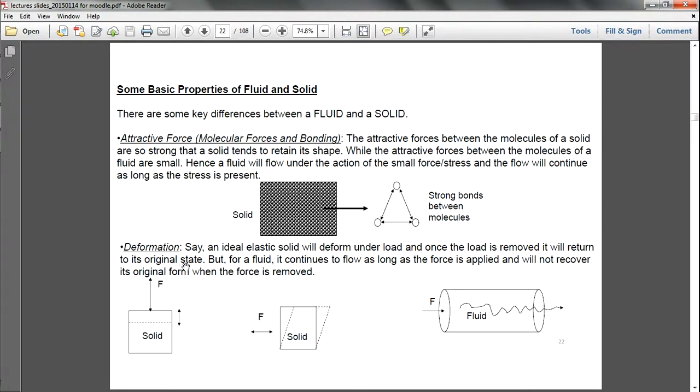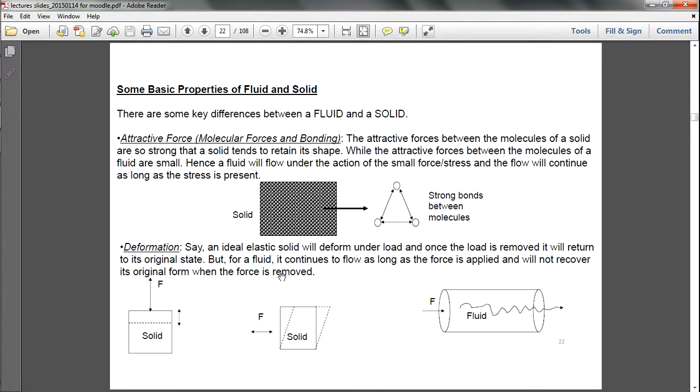Okay, for deformation it is also different. It is similar to attractive force, but now in a more macro sense. Imagine you have a solid and you're trying to push it, trying to deform it. When you release it, it will go back a little and then stop there. You will not deform that much.